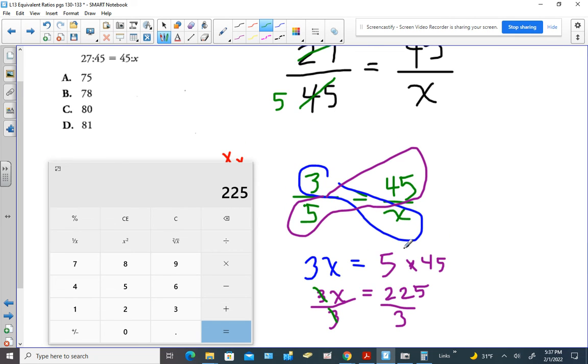Now, just another reminder about cross products. We already know that this purple cross product, 5 times 45, is equal to 225. So whenever you find yourself getting mixed up with the algebra, that means that this blue cross product also has to equal 225. So another strategy is to just take each answer choice, multiply it with 3 to see if you get 225. So you could try 3 times 75, see if that works.